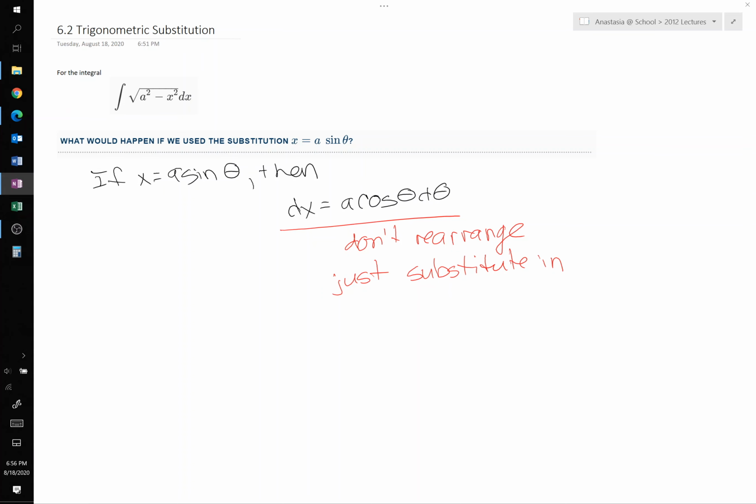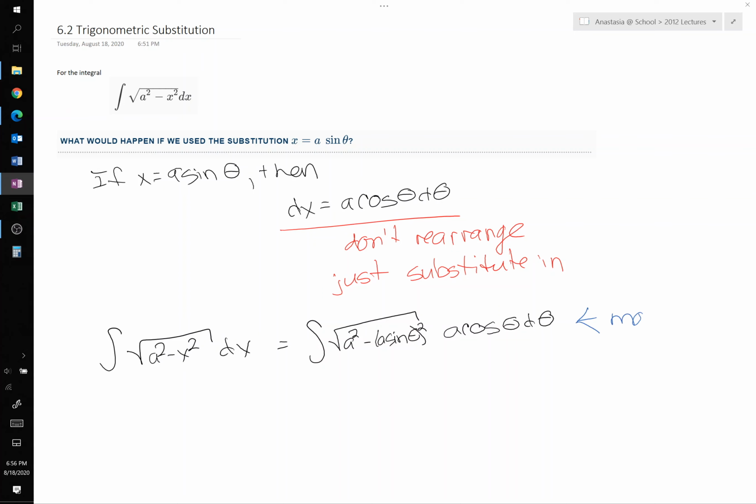So what I mean by that is if we have the integral of the square root of a squared minus x squared dx, a is a constant, so that stays the same. X is a sine theta, so all of that gets squared, and then dx is a cosine theta d theta. Well, the problem with this is currently this looks like it's more complicated than what we started with. So what's the benefit of doing a substitution like what we chose? Well, to see the benefit, we need to simplify.